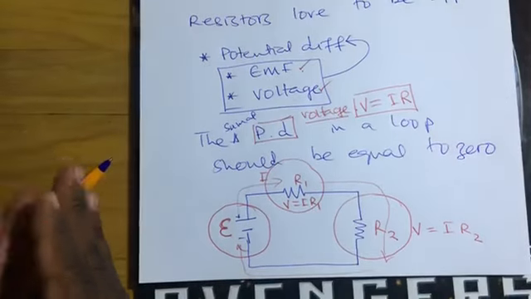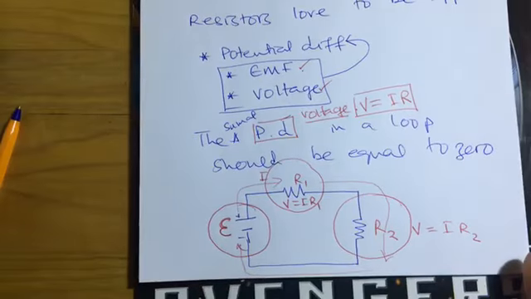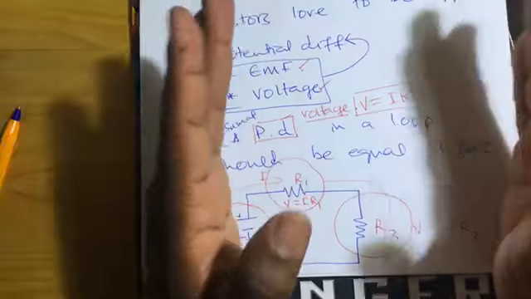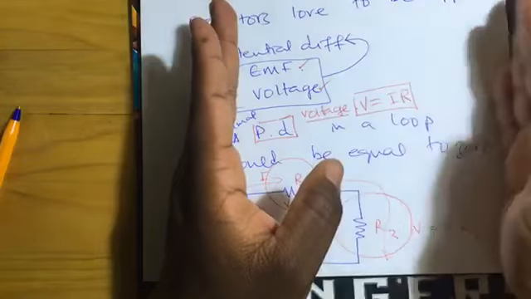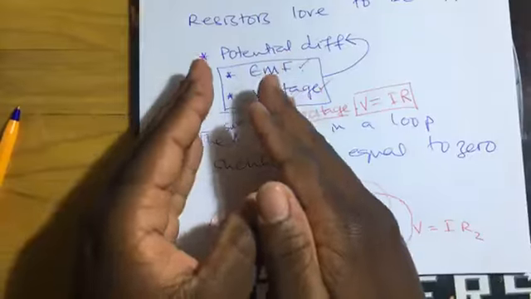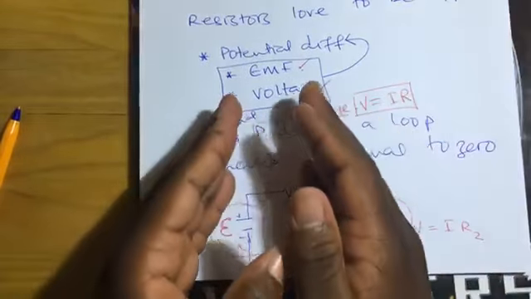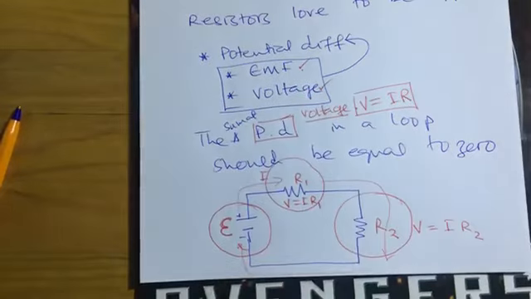So let's start. Potential difference is also known as voltage or electromotive force. Electromotive force is just denoted by the letter E. Voltage has an equation that is V is equal to IR. So wherever I have voltage, I can put IR. Or whenever I have IR, it is representing voltage. Are you guys following?